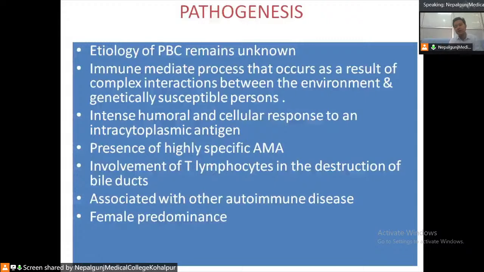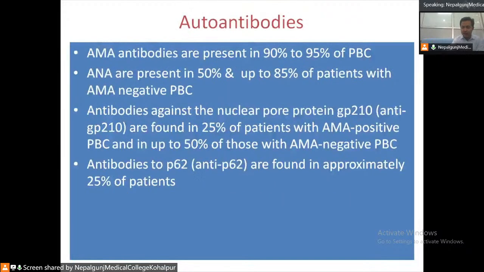Other evidence supporting the autoimmune nature is that these autoimmune diseases are more common in females. So this is the pathogenesis in support of autoimmune disease. Another thing is autoantibodies. Since this is an autoimmune disease, you will get antibodies.